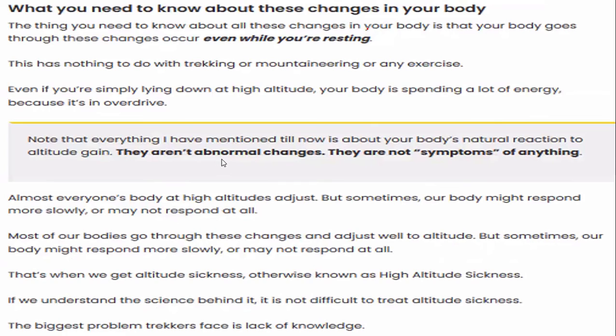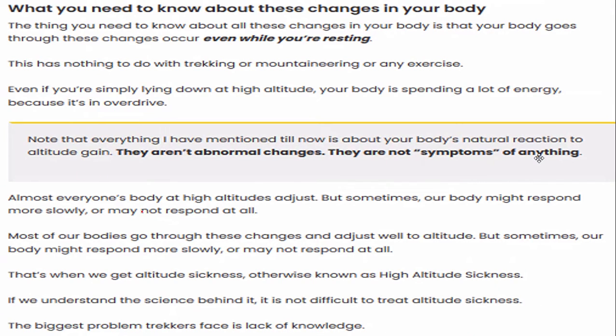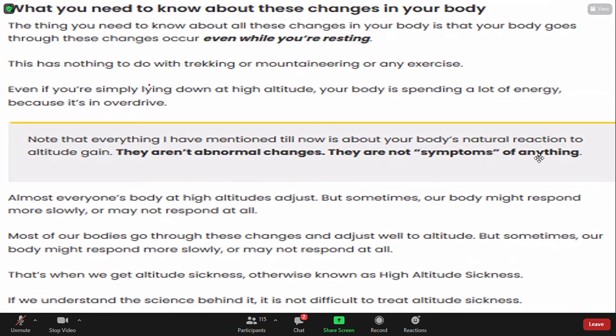What you need to know about all these changes in your body is that these changes occur while you're resting. Okay. We don't have to go through this one. It's not needed.